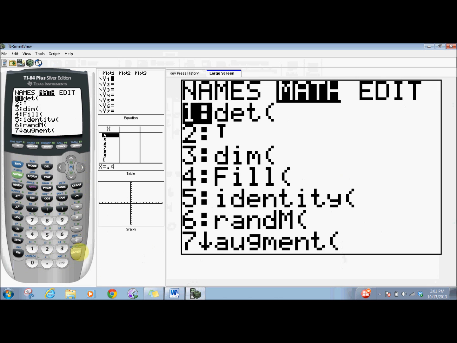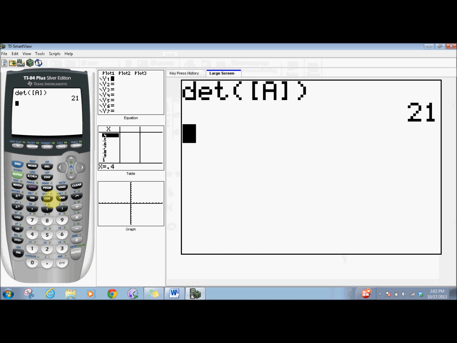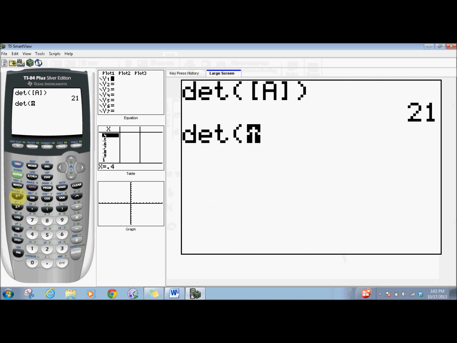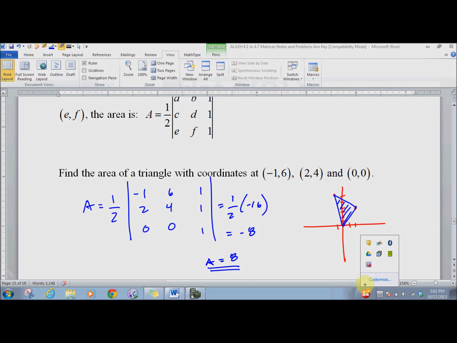Let me do some math. Determinant. Clear. Just leave it as is. Second quit. Gotta get out of there. Second matrix. Do some math. Determinant. Second matrix. A. Enter. We get negative 16. So it equals 1/2 times negative 16 equals negative 8. And of course, the area is always positive, so the area is 8. That's it. Lots of practice. Might want to pause this and watch it again. Good luck.